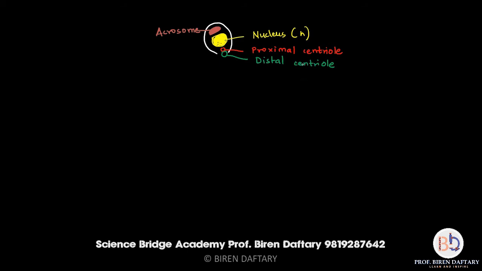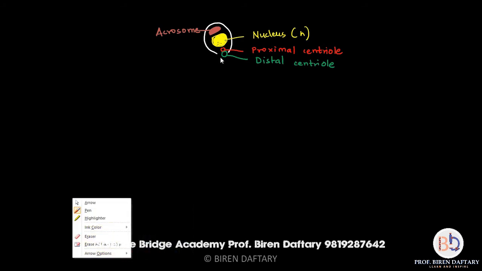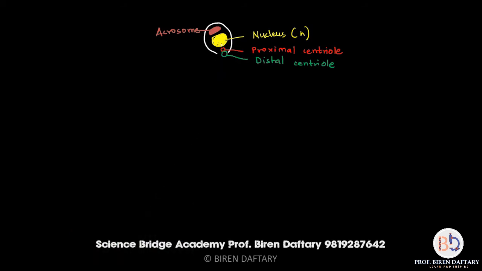When the zygote is formed, this proximal centriole basically helps in the cleavage or the division of the zygote, whereas the distal centriole gives rise to a structure called the axial filament. This axial filament continues from the neck up till the tail. Alright, so it forms a backbone or the endoskeleton of the sperm.